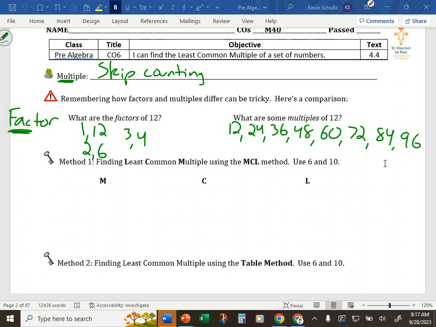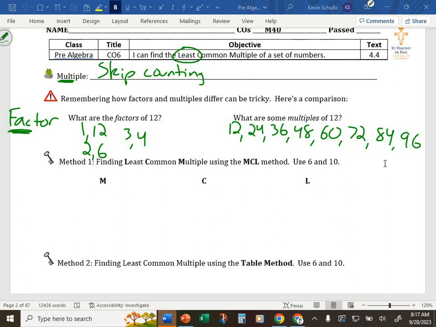Thank you. If I ask you for the greatest common multiple, why is that a silly question? To find the greatest common multiple of two numbers. Because it's not possible, right? Because numbers go on forever. So there is no greatest common multiple. That's why we have least common multiple.